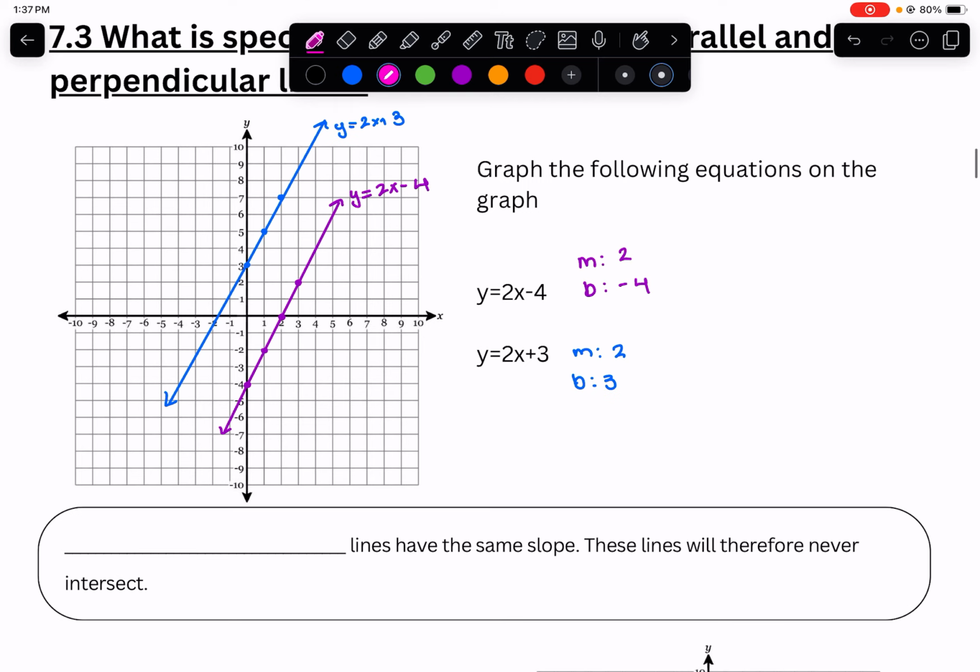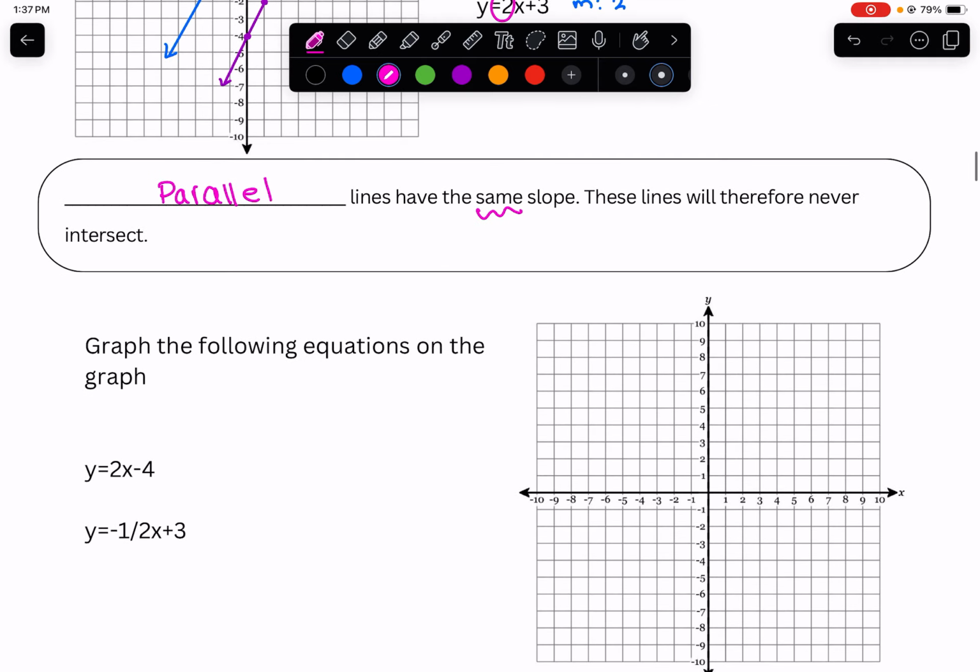So what you should notice looking at these two lines is that these two lines are going to be parallel lines. Parallel lines have the same slope. In both of these cases, my slope was 2. These lines will therefore never intersect because they're going the same pattern over and over and over again. And since they had a different starting point, they're never going to eventually collide.